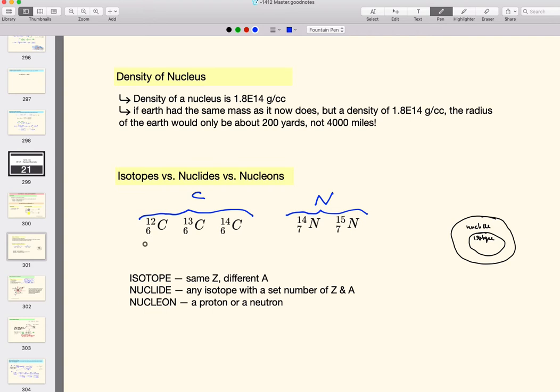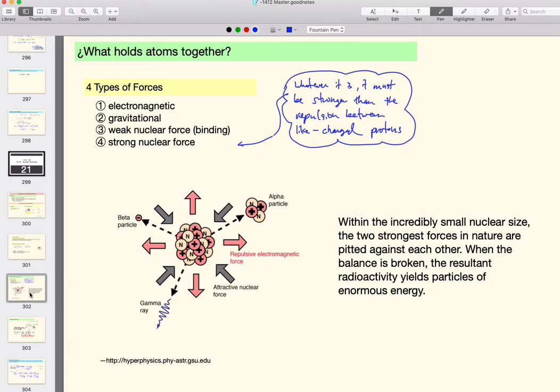And they represent any isotope that has a set atomic weight and a set atomic mass. And what's a nucleon? Well, we're going to talk about protons and neutrons, and we want a catch-all term that refers to either one of those, and that term is nucleon.